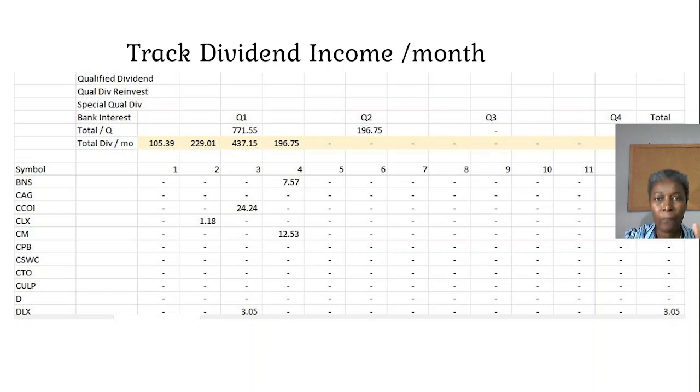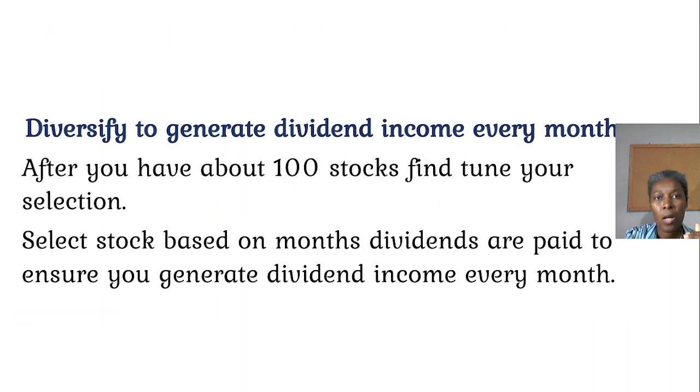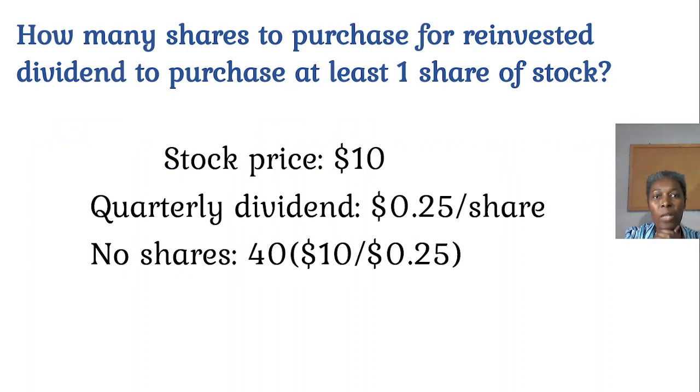Does that make sense? You can be more intentional. As you have some stocks in your portfolio, you can be more intentional, setting different goals and trying to reach those. So that's that. And then how many shares to purchase for reinvested dividend? To purchase at least 1 share of stock. So that's another goal you can set as well.